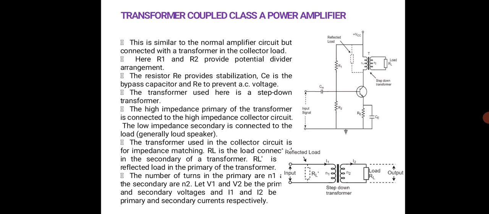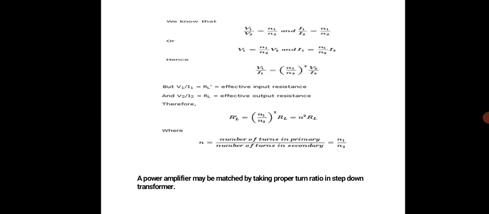RL dash is a reflected load in the primary of the transformer. The number of turns in the primary and the secondary are N1 and N2 respectively. Similarly, the voltages and the currents for the primary and secondary will be V1 and V2 and I1 and I2 respectively. So these are the parameters which we could derive or calculate. We know that V1 by V2 is equal to N1 by N2, and similarly I1 by I2 is equal to N1 by N2.